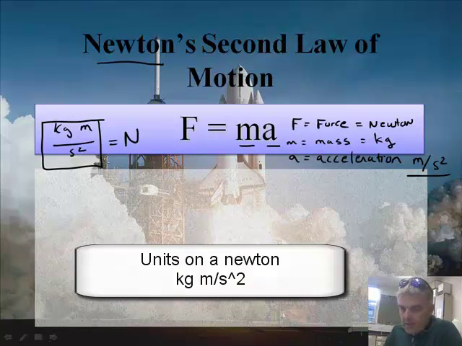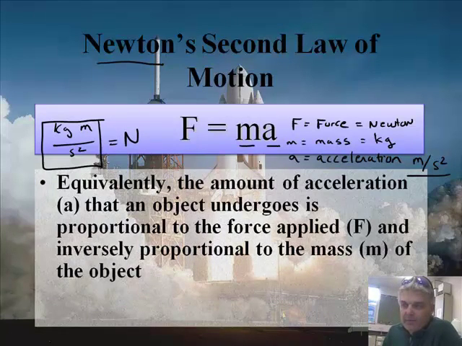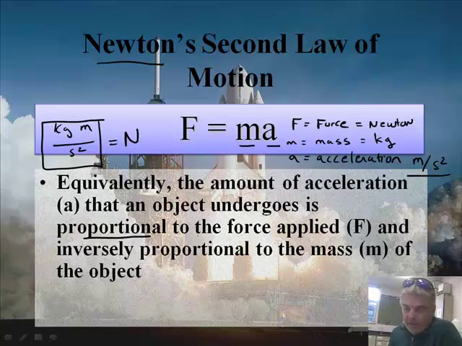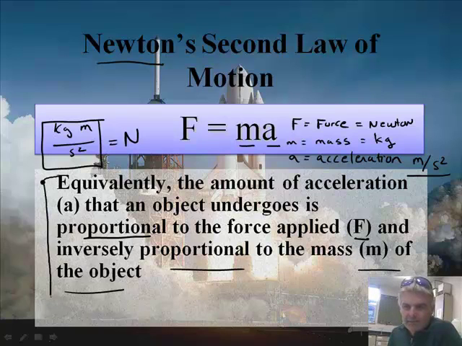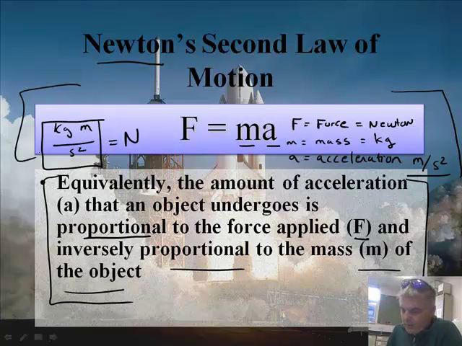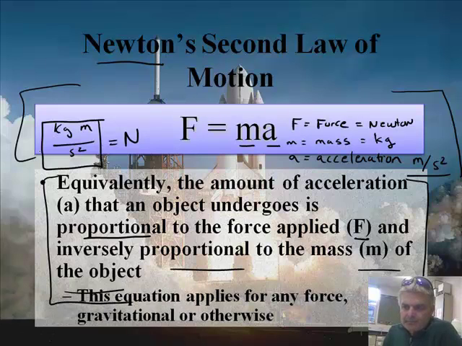The Newton. All right. So equivalently, the amount of acceleration, a, that an object undergoes is proportional to the force applied, F, and inversely proportional to the mass of an object. That means you multiply, not that double thing or triple thing. You know, this is not that important that you write that down. It's more important that you get this part, the mathematical piece, because we're going to do a couple of mathy problems. We like math. Math is good.